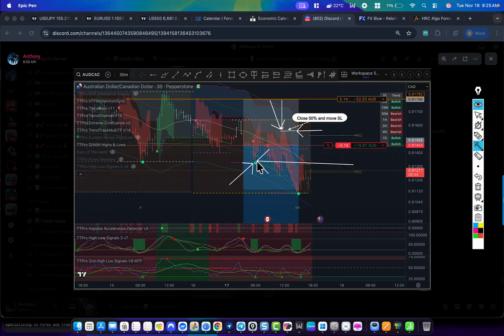level right there. Okay, and then if you're still in the trade and you want to take more profit, you can do that here as well.